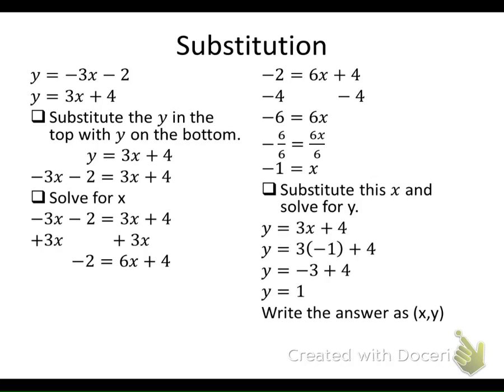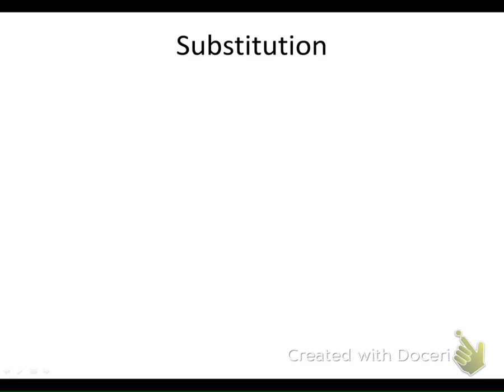My final step, write the answer as an ordered pair. X was a negative 1. Y was a 1. So I know that's several steps. I know you guys can do it. Once again, try and make sure you've already solved for y. If you've done that, it's going to be easier.